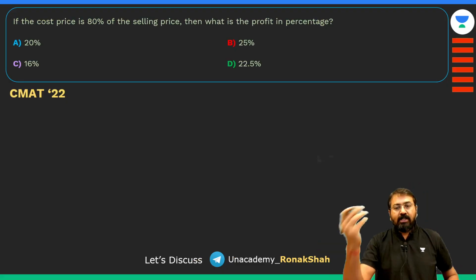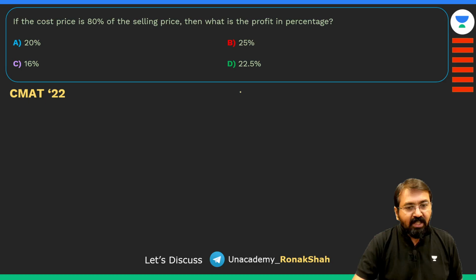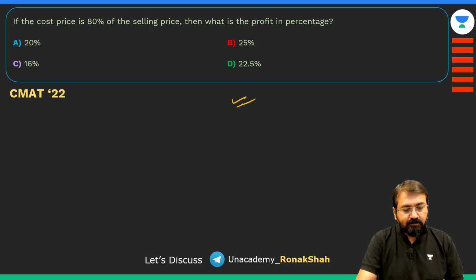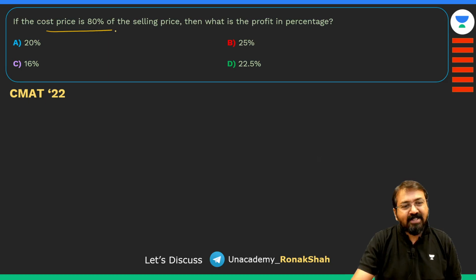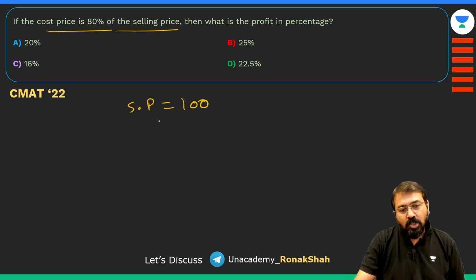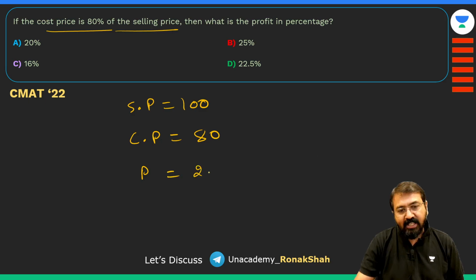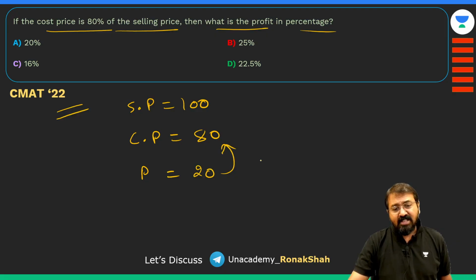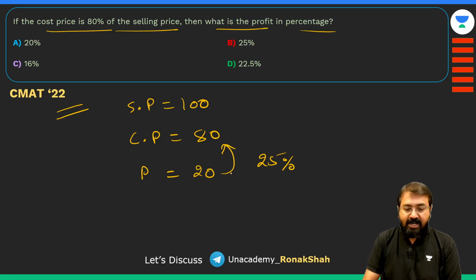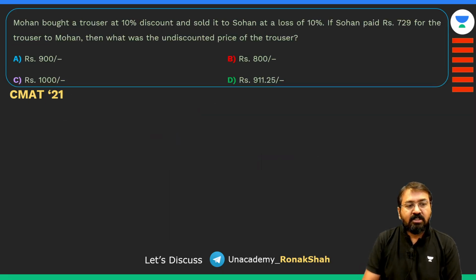Okay, chalo, let's look at some profit loss questions. In fact, you can give a try for this question. Isn't this a very simple question, guys? The cost price is 80% of selling price. Selling price is 100. So they are saying cost price is 80. So definitely profit is 20. So what is the profit percentage? CMAT 2022 question. Guys, isn't that 25% profit because 1/4 profit you are making, right?